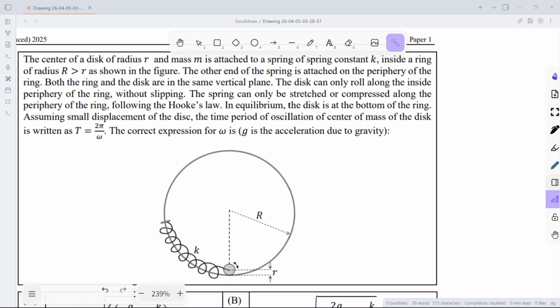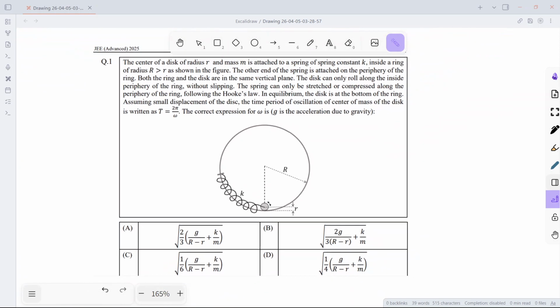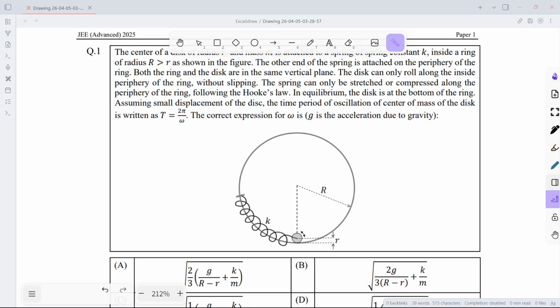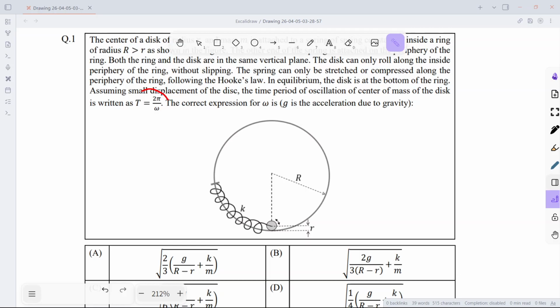Okay, it's a disc, and it can roll without slipping. The spring can only be attached or compressed along the periphery. In equilibrium, so okay, this is an equilibrium state, assuming small displacement. Fine. We need to find the angular frequency.